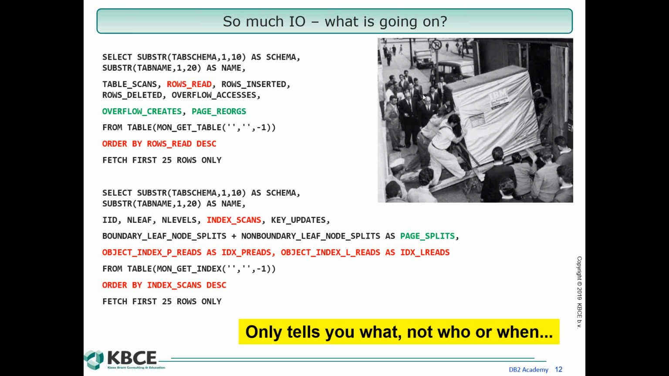I also made a few fields over here green, and that is because when I'm coming to the runstats, I'm actually going to talk a little bit more about what the criteria are for a DBA to do that.